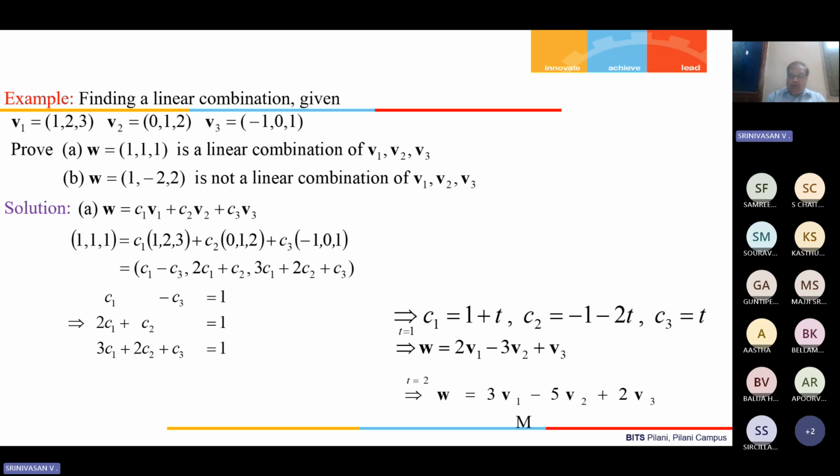So you are able to express W as a linear combination of the vectors V1, V2, V3 using constants C1, C2, C3, where C1 is 2, C2 is minus 3, C3 equal to 1 if T equal to 1. Suppose T equal to 2. So you can generate as many such linear combinations as possible. That's why it is given here. So you can generate like that.